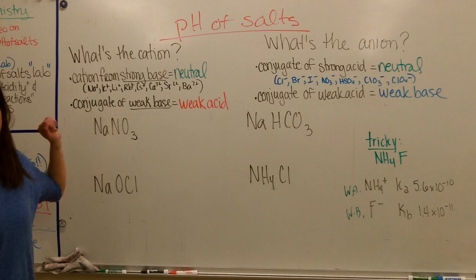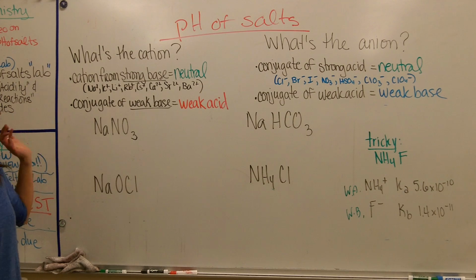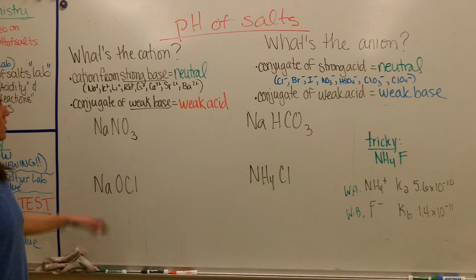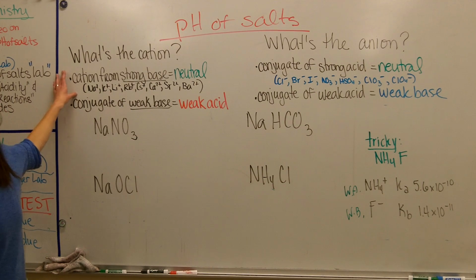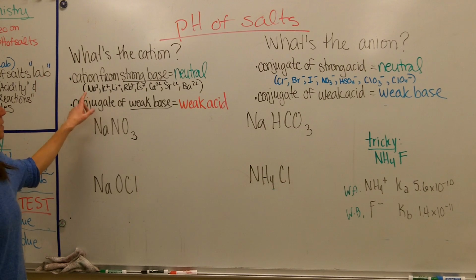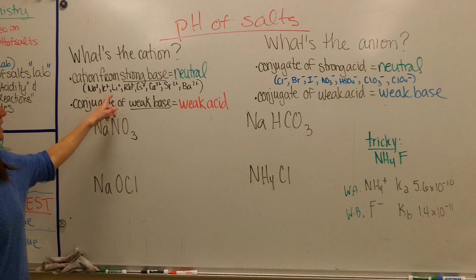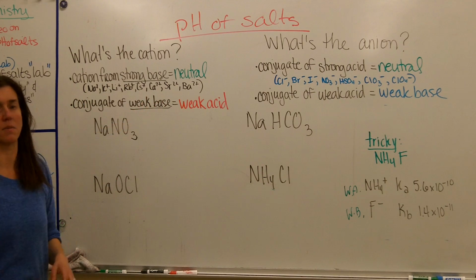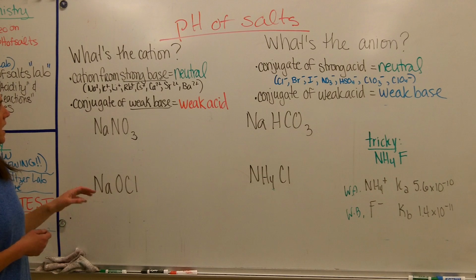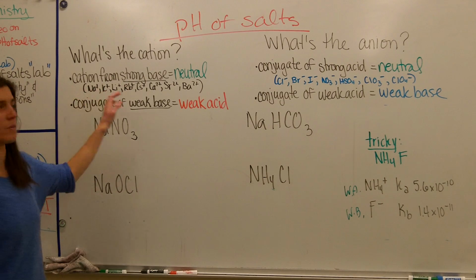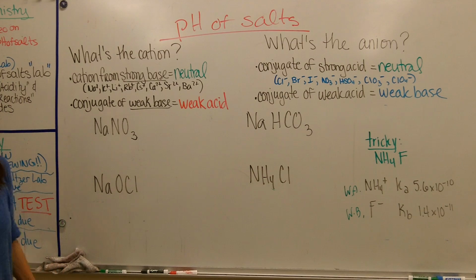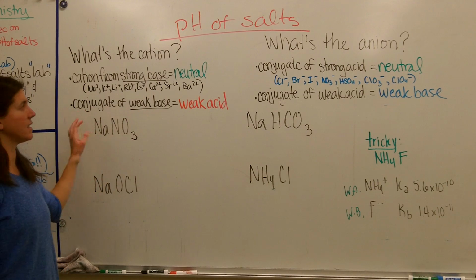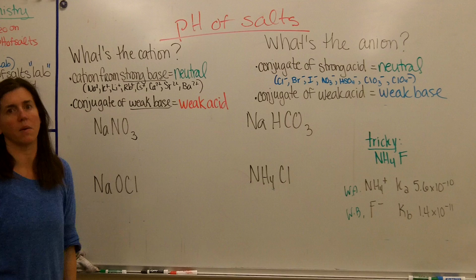So first let's talk about the cation. You have two options for the cation. Remember, a salt is a product of an acid-base neutralization reaction. So the cation is either going to come from a strong base, and our strong bases are sodium hydroxide, potassium hydroxide, lithium hydroxide, so your alkali metals, and then some of your heavier alkaline earth metals: calcium, strontium, barium. If the cation came from a strong base, that cation will be neutral. It will not affect the pH of your solution. If the cation came from a weak base, so if it's the conjugate acid of a weak base, it itself will be a weak acid.